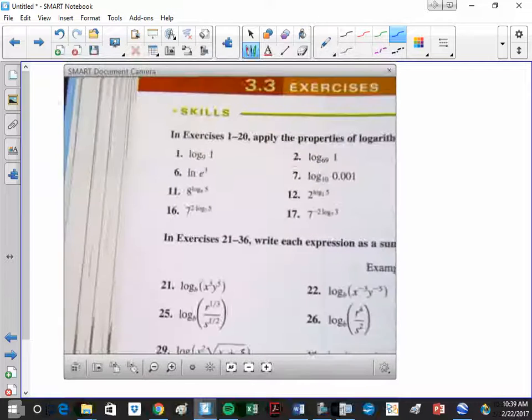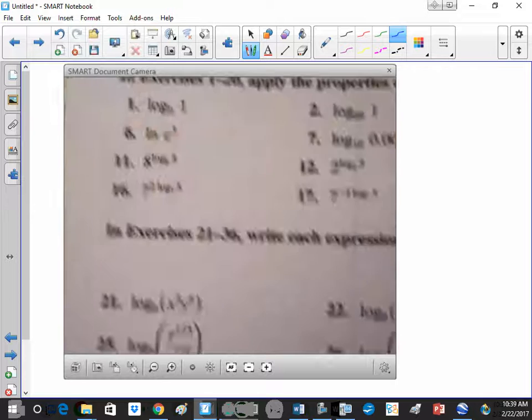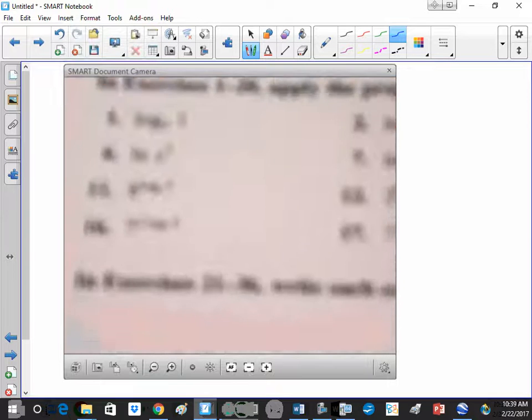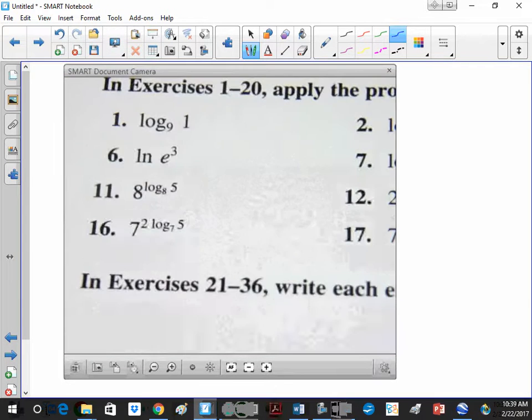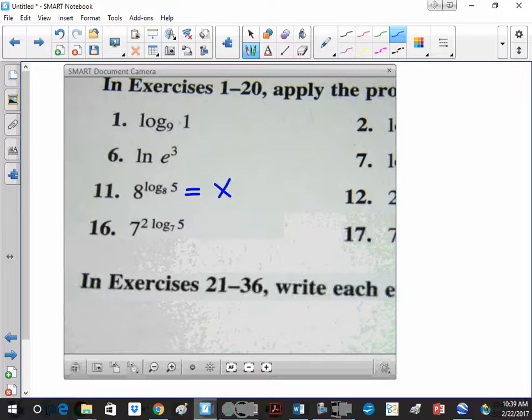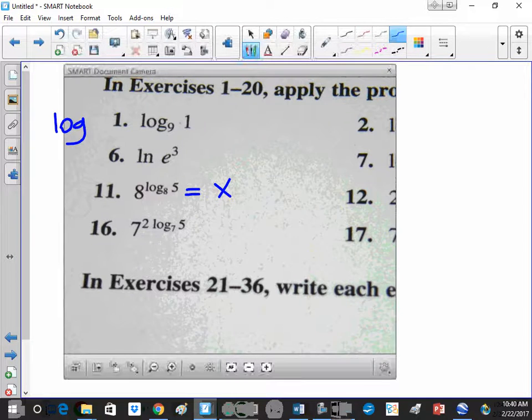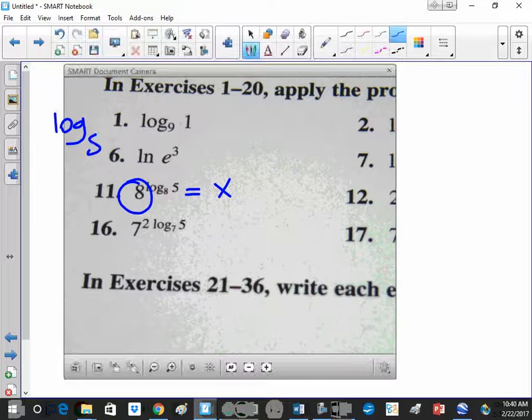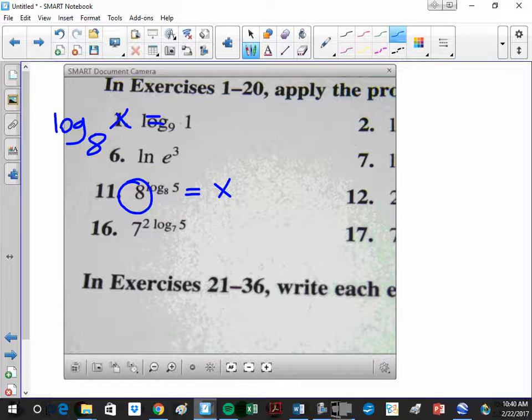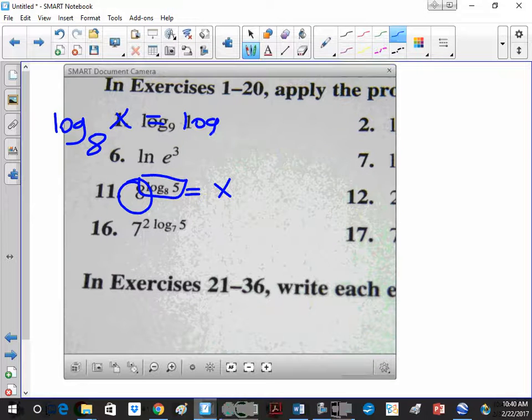All right, number 11. So let's set this equal to x. And now let's convert to logarithms. Log base 8 of x is log base 8 of 5. So x is 5.